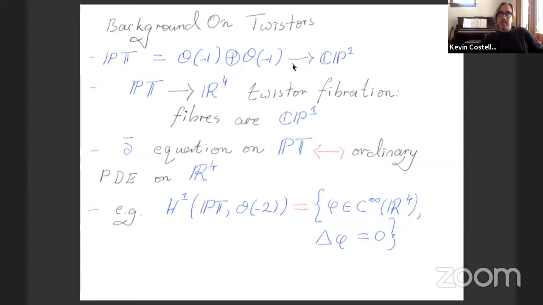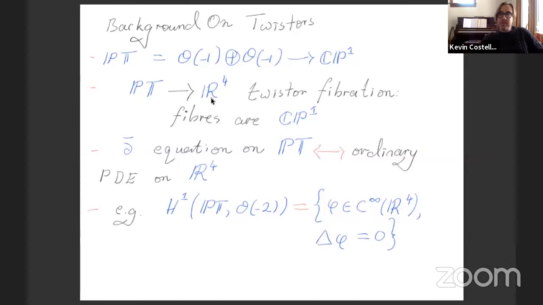Now, because of this, the twistor space as a smooth manifold is in fact a product of CP1 and R4. So there's a fibration from the twistor space to R4, which I'll call the twistor fibration, and the fibers are CP1.